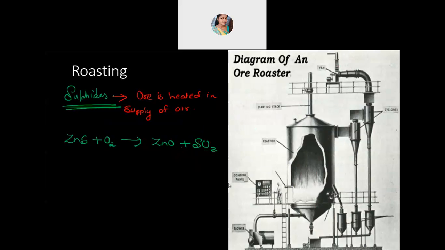Similarly, you can take another example. For example, lead sulfide with oxygen will give you lead oxide first. It will form lead oxide plus sulfur dioxide. Two examples are enough for you to understand that sulfide ores, when they are heated, first get converted to oxide. Complete reduction does not happen. It gives you the oxide first, and then that oxygen has to be removed.